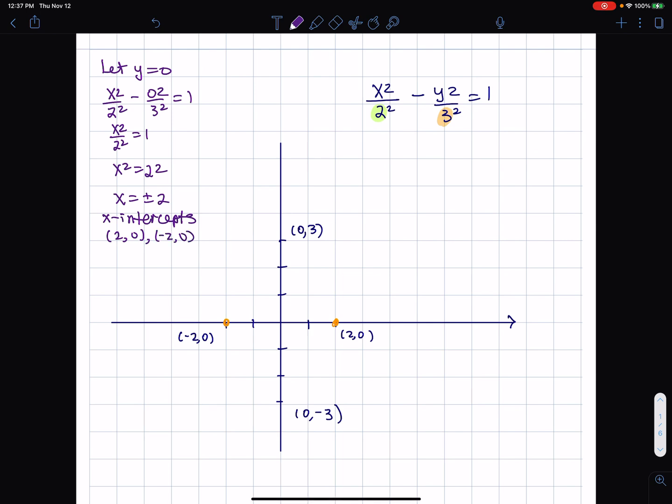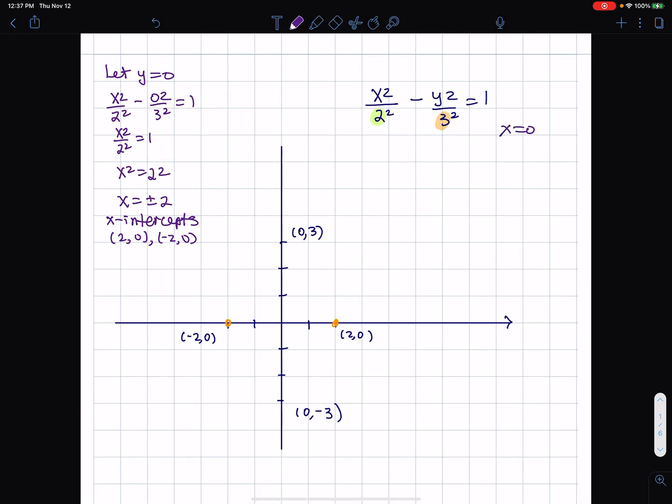Notice if I make x equal 0, I get negative y squared over 3 squared equals 1. That means there's no solution, because setting x equal to 0 leads to the equation y squared equals negative 3 squared, and there's no real solution to that. So there is no y-intercept for this hyperbola. I started going on a little more than I thought I would, but anyway, there's no y-intercept.